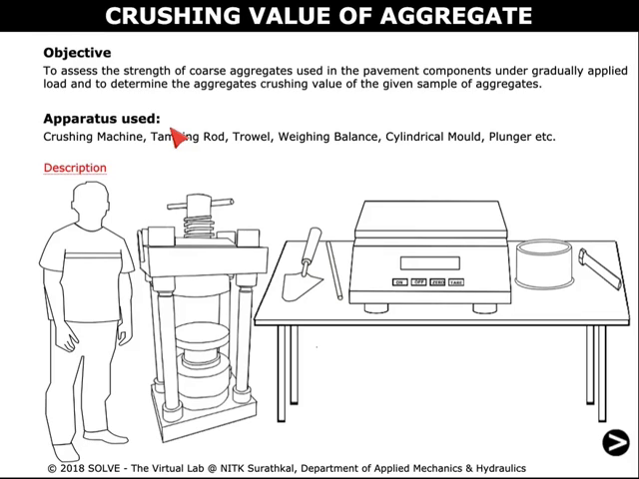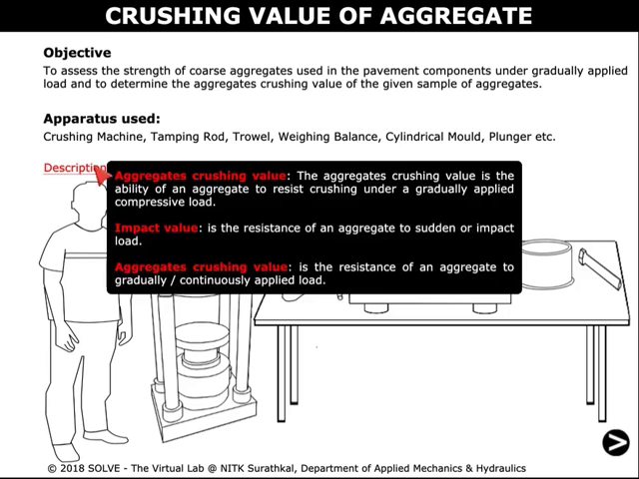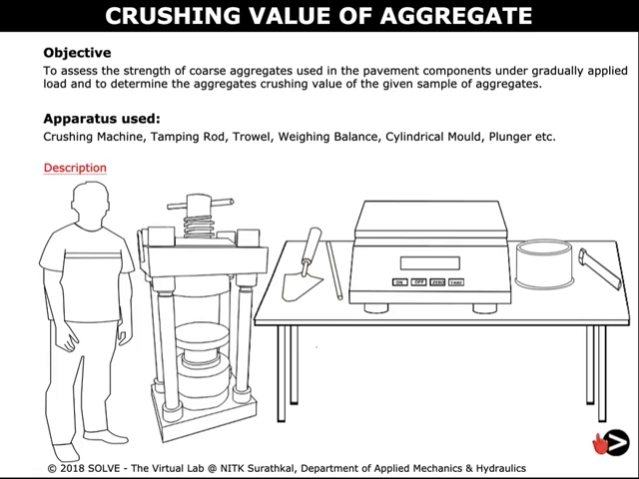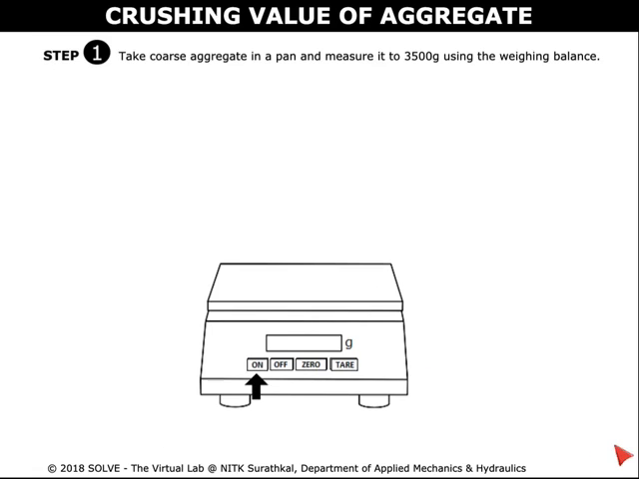The objective of this simulation is to assess the strength of coarse aggregates used in the pavement components under gradually applied load and to determine the aggregate's crushing value of the given sample of aggregates. The setup used for this simulation is shown here. To understand the terminologies, click on this description which is highlighted in red. Throughout the simulation, to proceed to the next step, click on this arrow shown below.